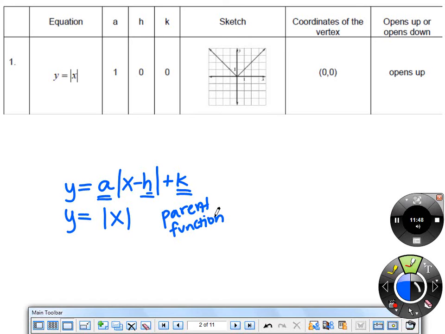Anybody know why A was determined to be 1 in this equation if we're looking at this general format? Yes. Good. If there's not a number here multiplying outside the absolute value bars, what number could you put there that's not going to change the outcome? 1, because it's multiplication. All right? Then why are H and K 0 if I don't see them in the equation? They're not 1. We just said put a 1 because the A is not there. And now H and K, it's zeros when they're not there.